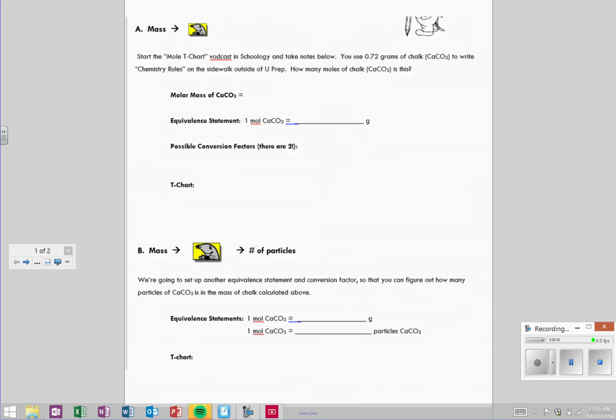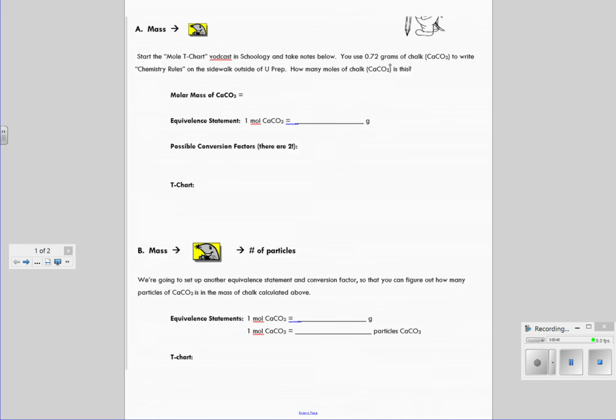So you can see up here at the top, let's look at this problem. You use 0.72 grams of chalk, or CaCO3, to write chemistry rules on the sidewalk outside of UPrep. How many moles of chalk is this? Okay, so the first thing is that you are going to need to get your calculator out, and you're also going to need a periodic table handy. So hopefully one of those is not too far away.